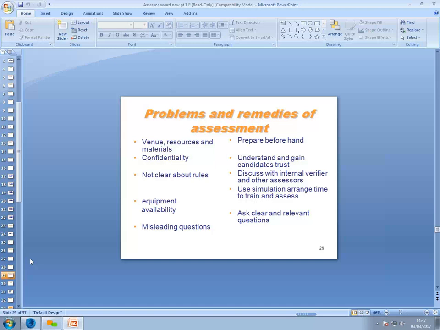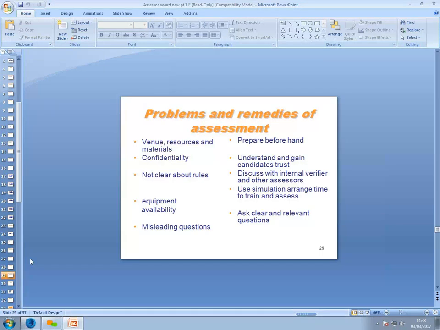You can use simulation, arrange time to train and assess. That's where basically you're looking at practical operations where you can come off a job and simulate what you're doing off the job and then do some training with it. And once you're happy with them, then they can be assessed on the process itself.